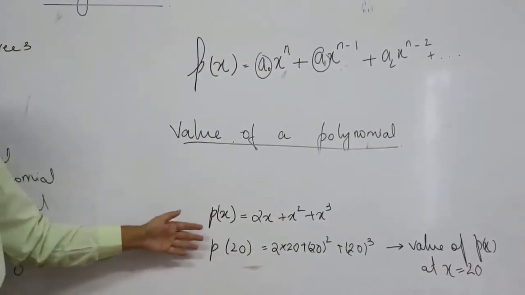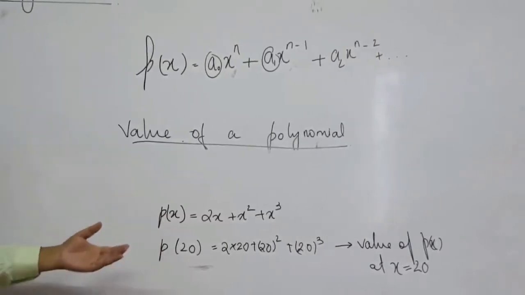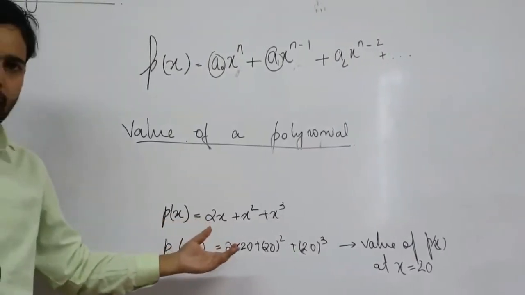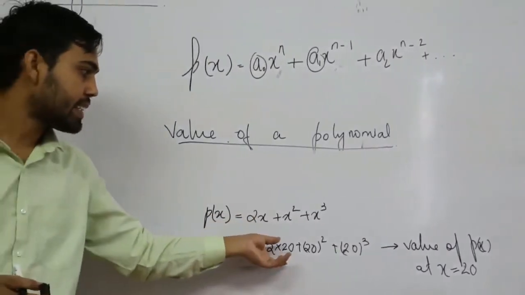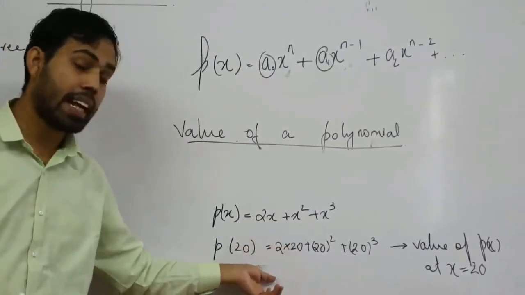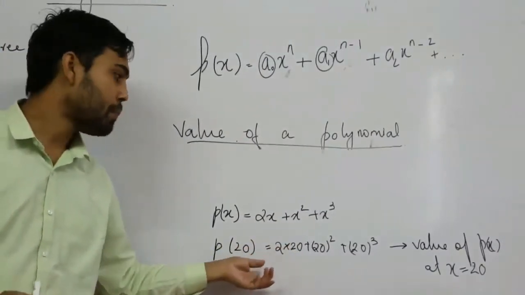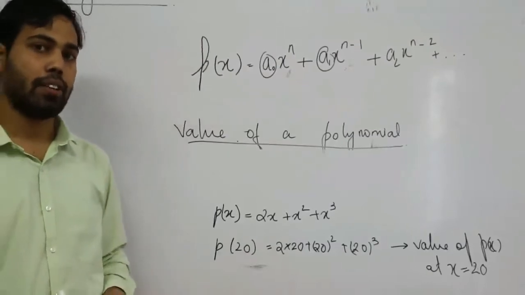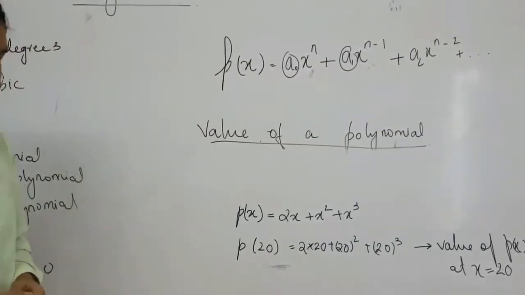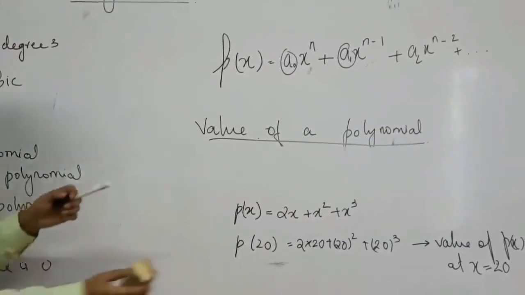This is very important. What do you understand by value of a polynomial? Simply, if they give me some value of X, I simply replace X by that value. The value that I get will be the value of the polynomial at that particular value of X. Okay, let us generalize this.